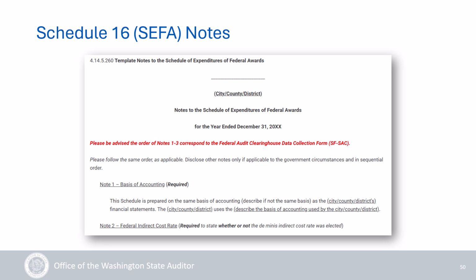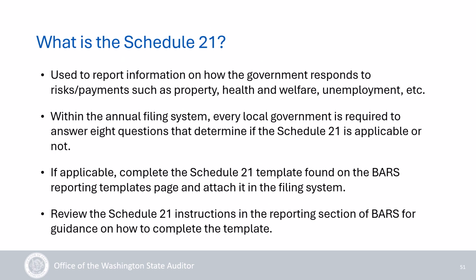to your government. The Schedule 21 is required for all local governments and is used to report information on how the government responds to risks and payments for things like property, health and welfare, unemployment, workers' compensation, the Washington paid family and medical leave, etc.